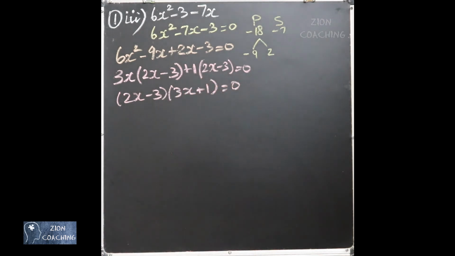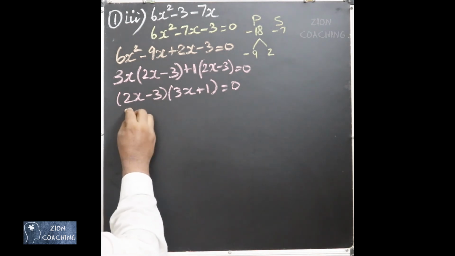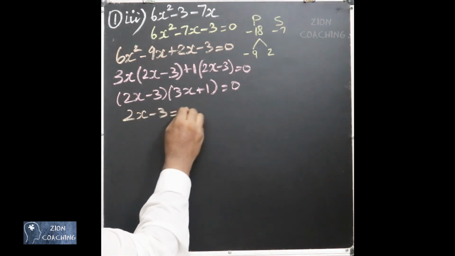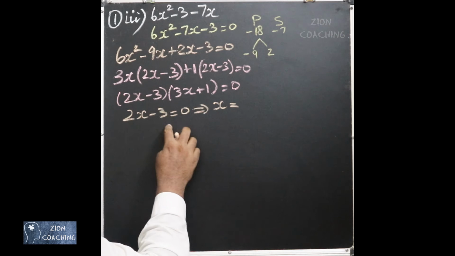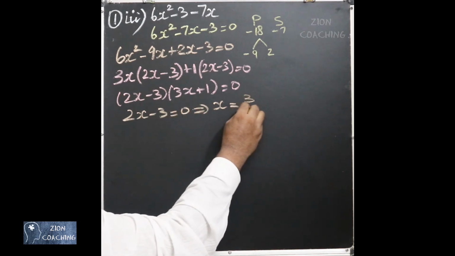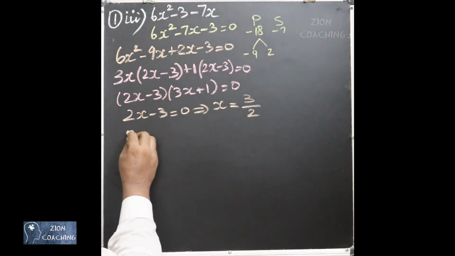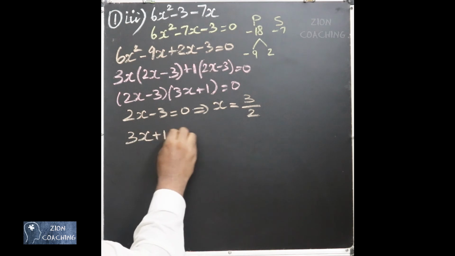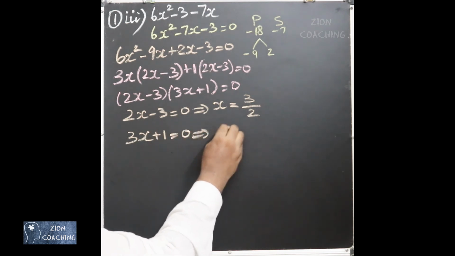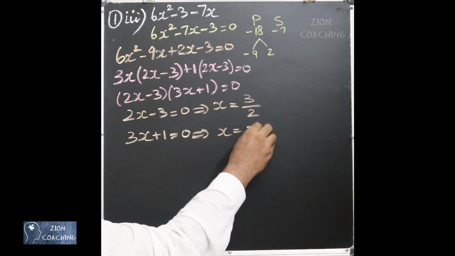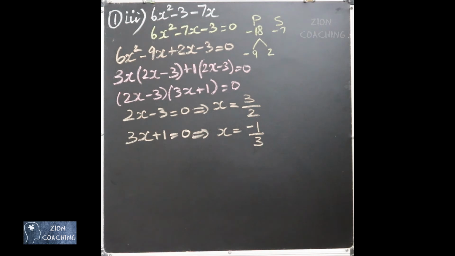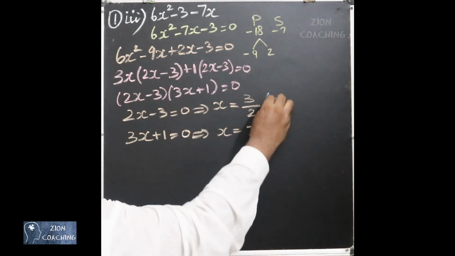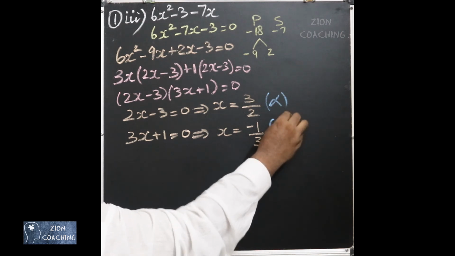Equating them to 0 one by one, 2x minus 3 equal to 0 implies x is equal to, take this 3 to the other side, so minus 3 will become plus 3, then taking this 2 to the other side we will have divided by 2, x is equal to 3 by 2. 3x plus 1 equal to 0 implies x is equal to minus 1 divided by 3. Now we have found our alpha and beta. This is going to be our alpha and this is going to be our beta.